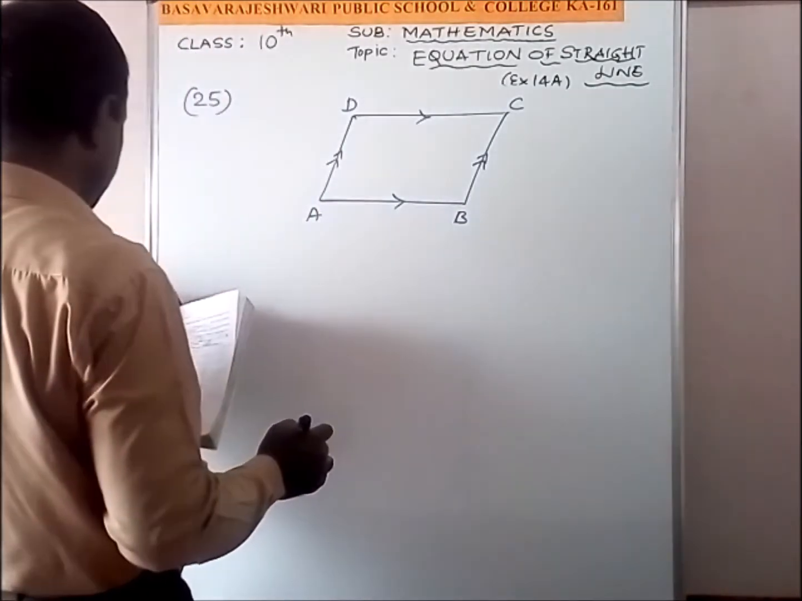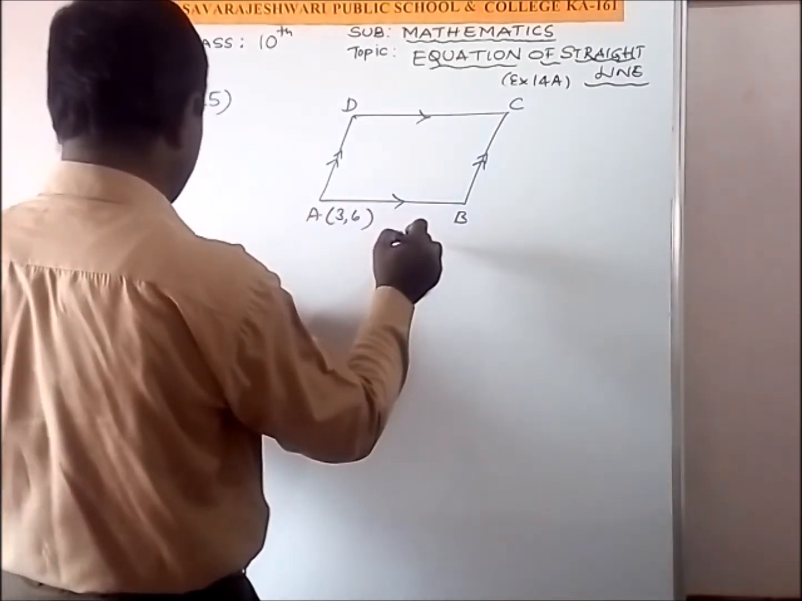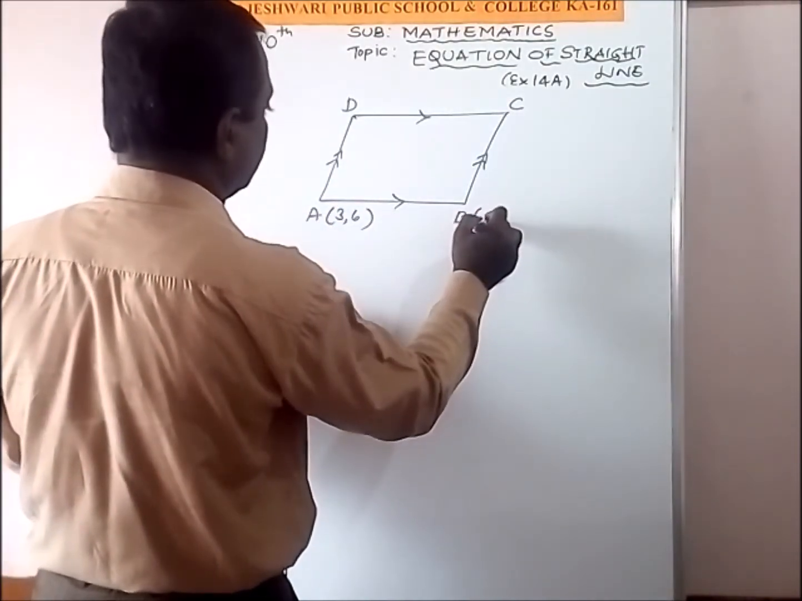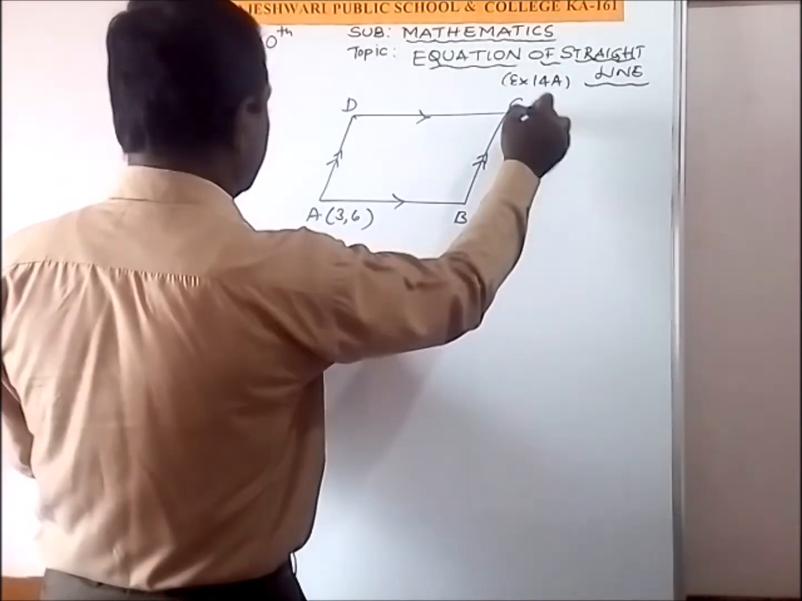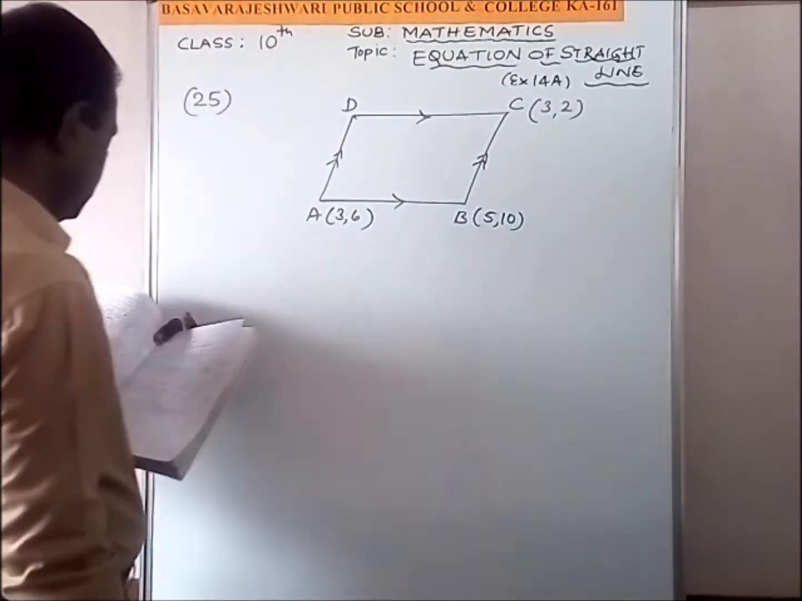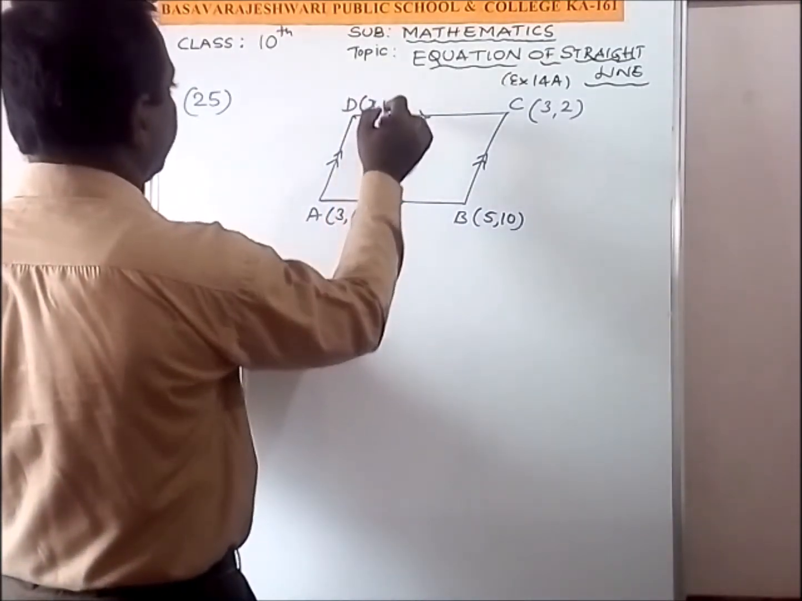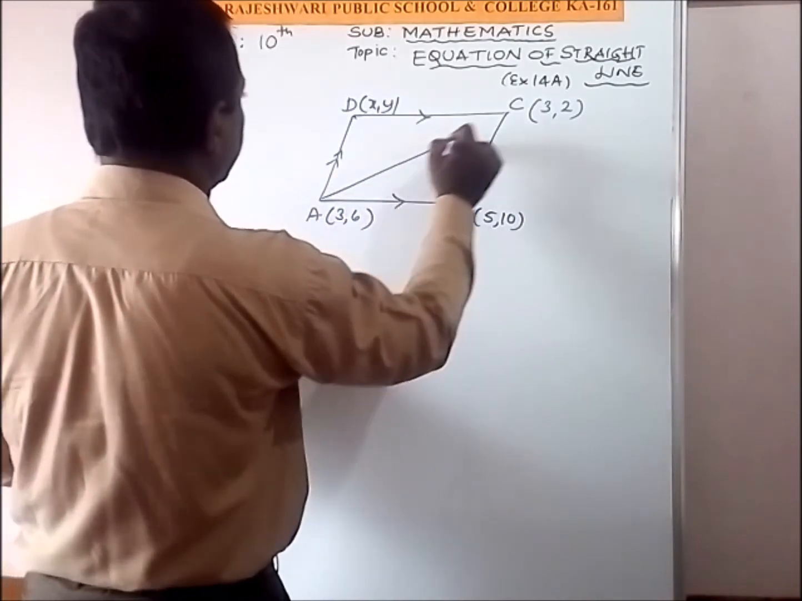So what are the coordinates of ABCD? A (3, 6), B (5, 10) and C (3, 2). And they are asking us to find the coordinates of (x, y), that is D.